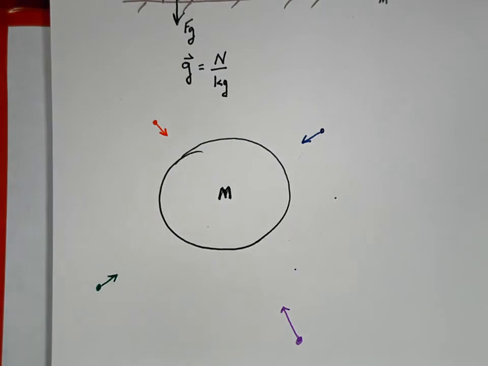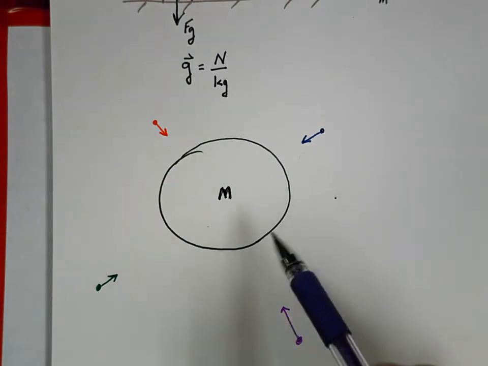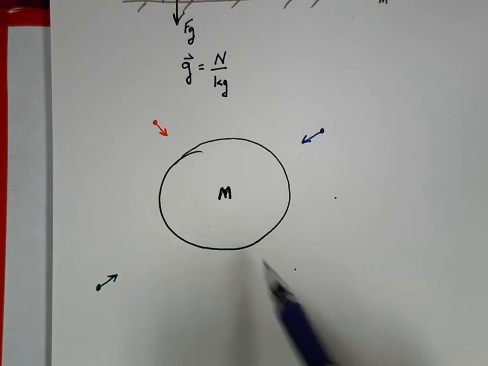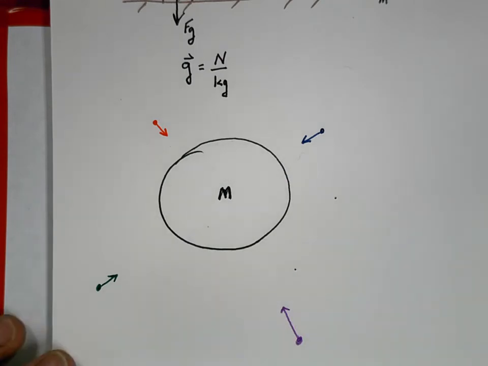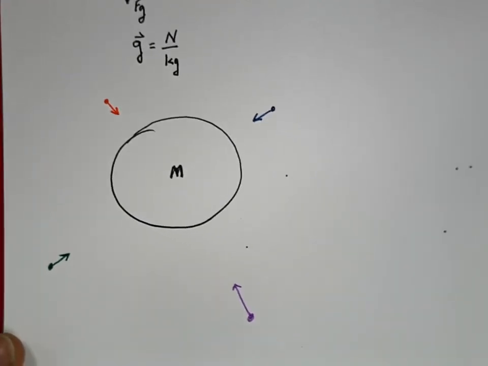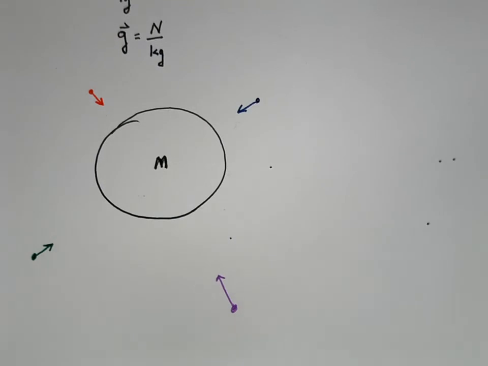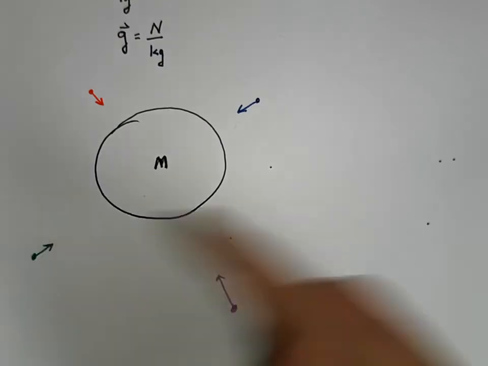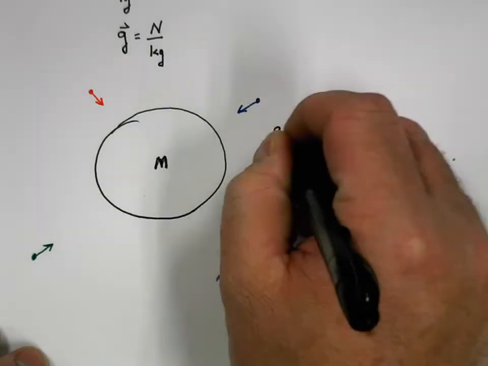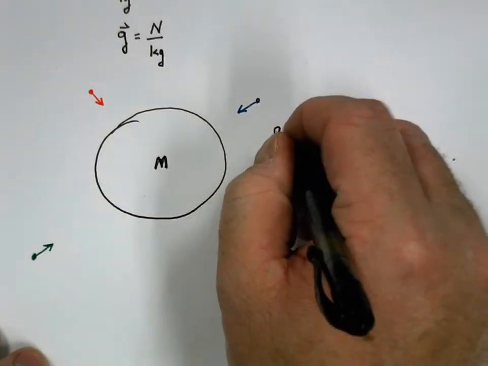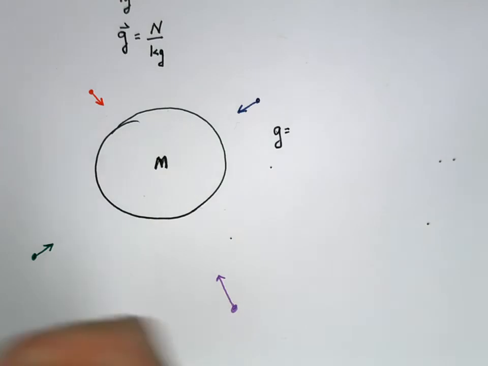And so how many newtons of force per unit kilogram are each of these experiencing? Well, the difference is that they all have different radii from their source mass. And so g, for all of these, we can't just call it 9.8 meters per second squared anymore.